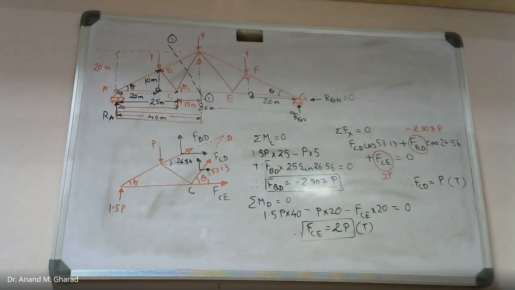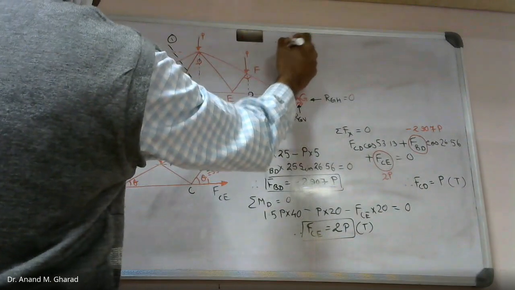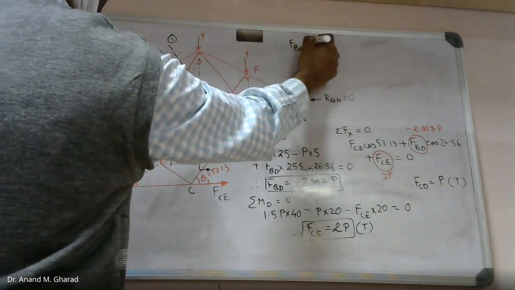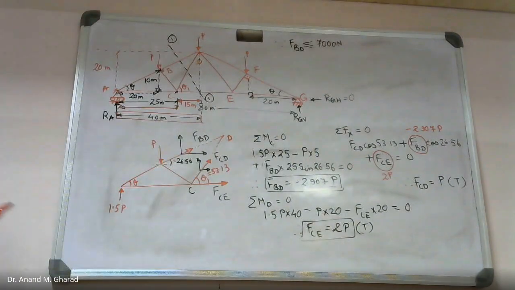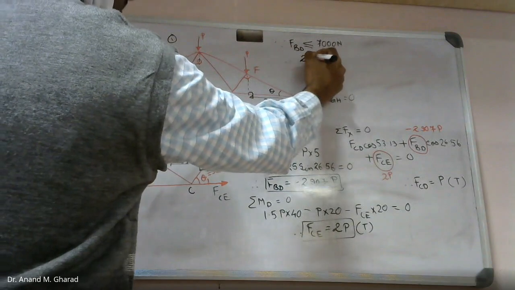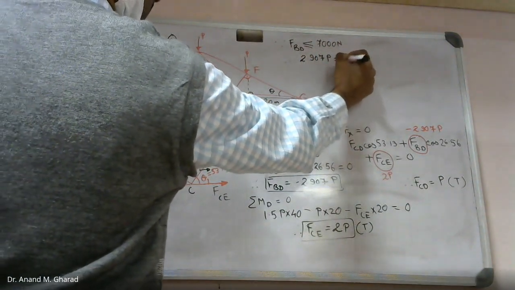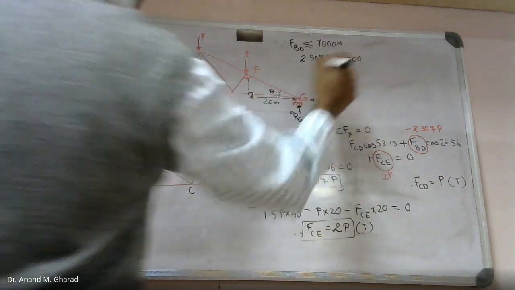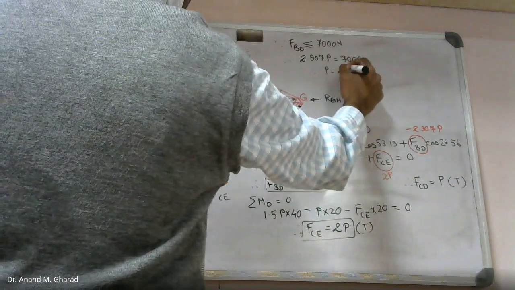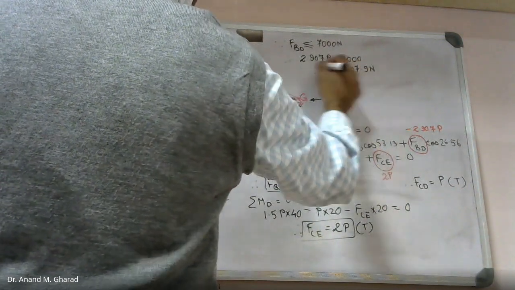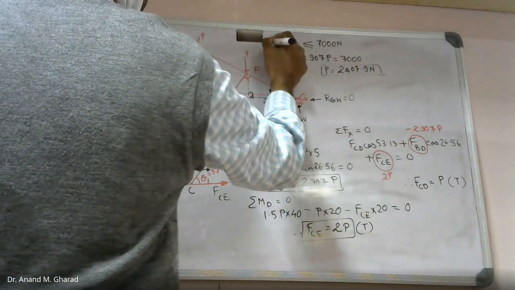for P. Okay. So first case is, since force in member BD should not exceed 7,000 Newton. Since force in member BD should be less than or equal to 7,000 Newton. That is it should not exceed. So therefore, 2.907 times P, if equated to this, I will get the value of P. This P value comes out to be 2407.9 Newton. This is first case.